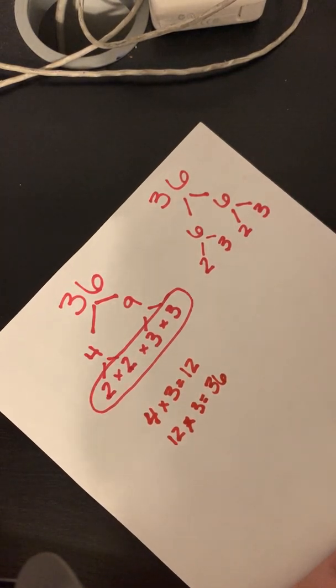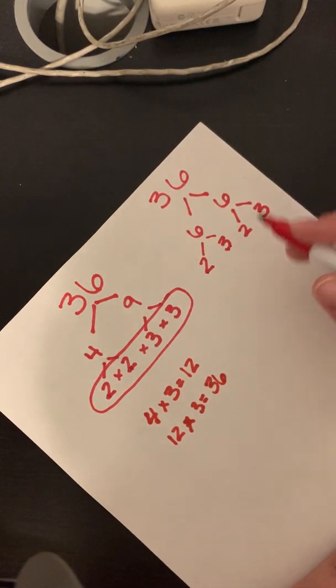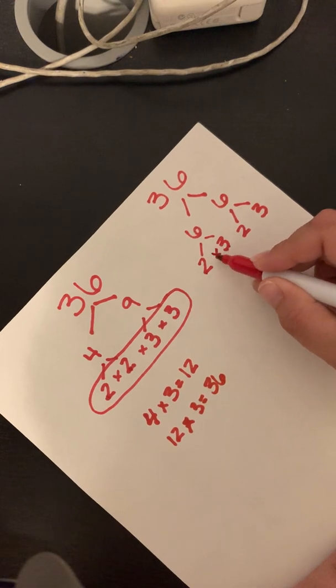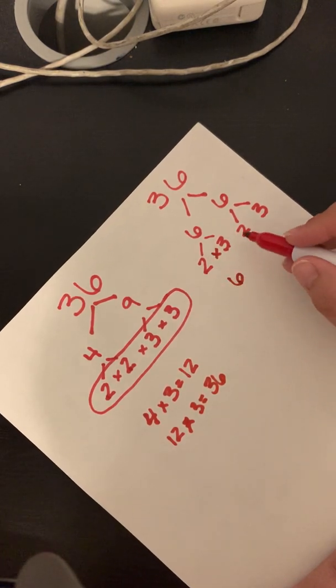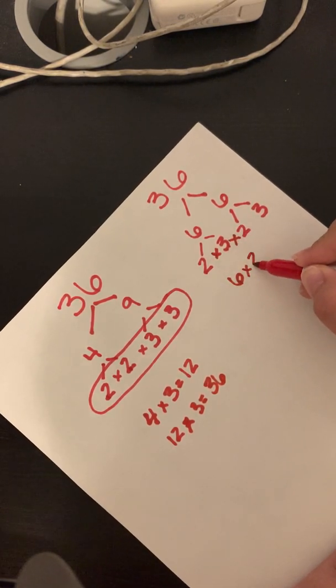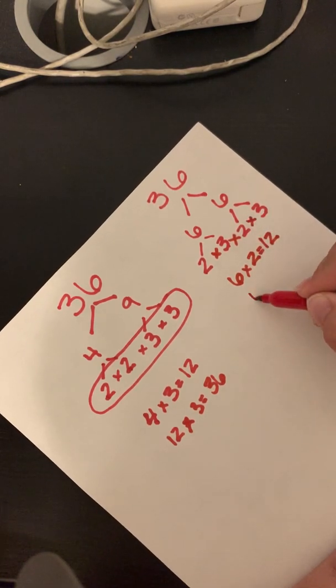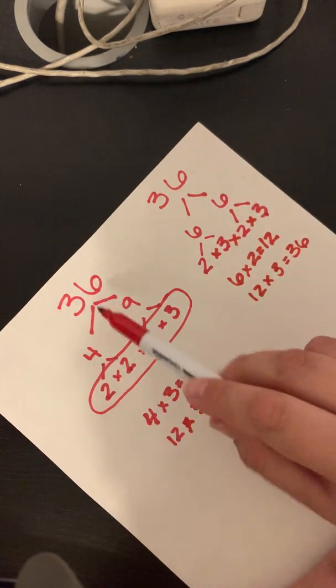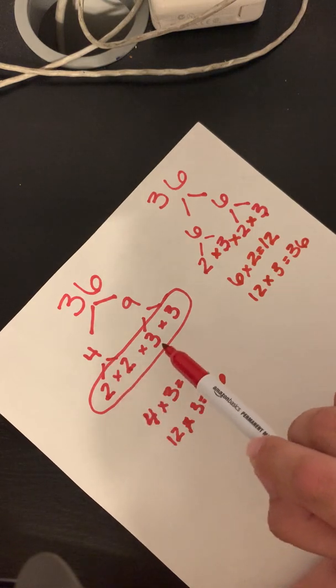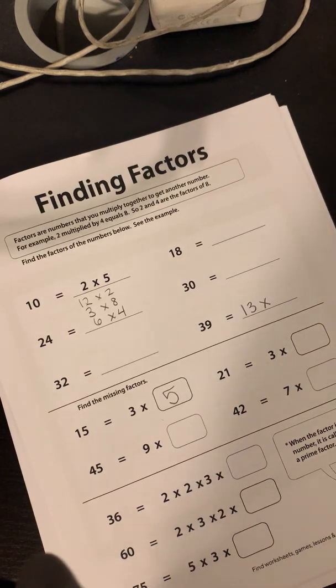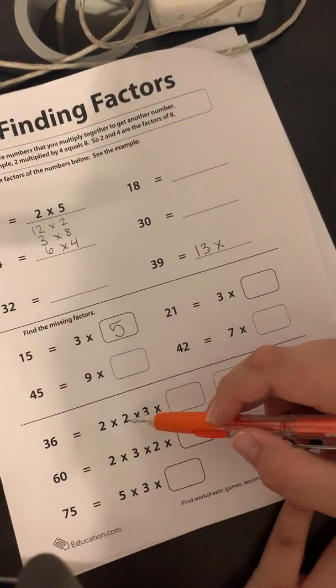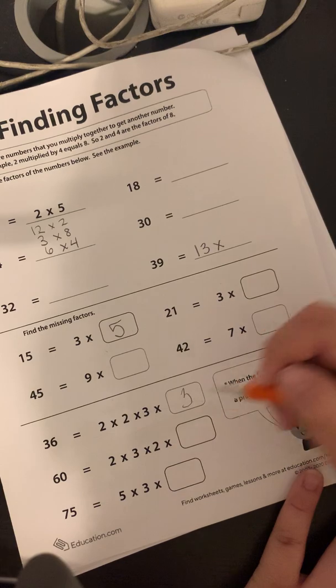If I did it over here with this one, we would have 2 times 3 equals 6. 6 times 2 equals 12. 12 times 3 equals 36. So 36 prime factored would be 2 times 2 times 3 times 3. So let's take a look over here. We have 2 times 2 times 3 times 3.